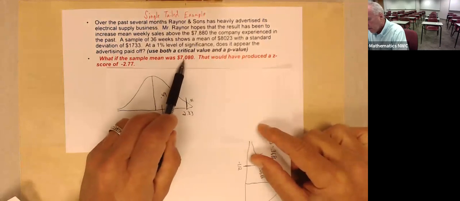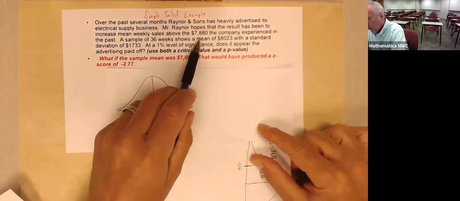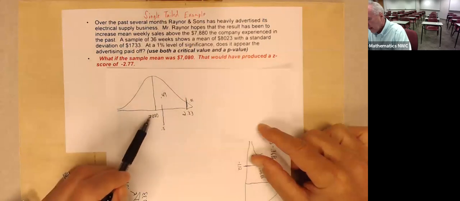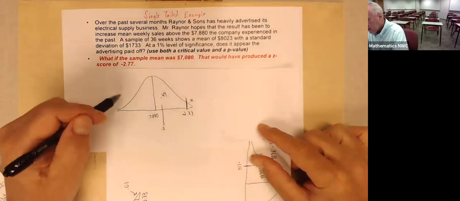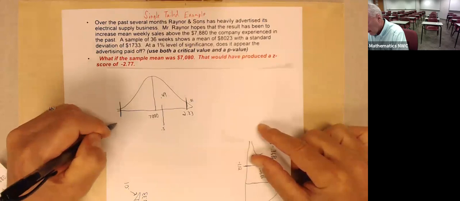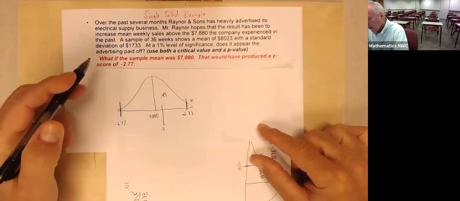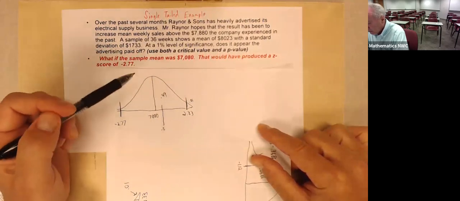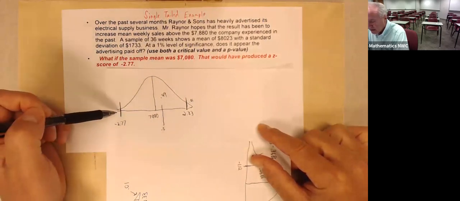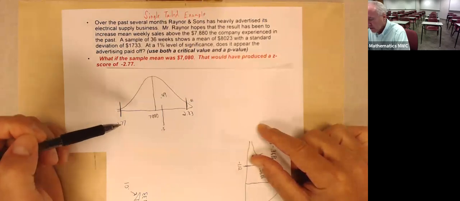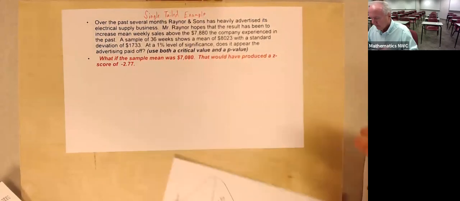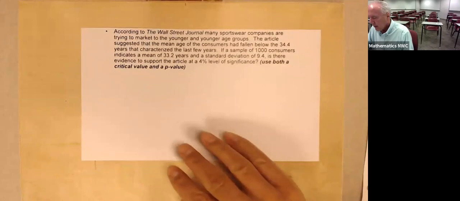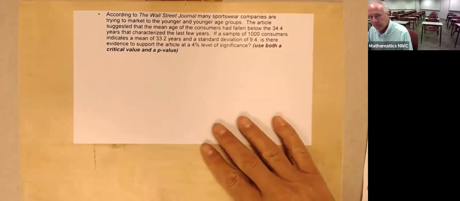This mean would have been well below the 7880. It would have had a z-score way over here, negative 2.77. There is no way I would have said the advertising paid off. And in fact, we might have had evidence to say it actually hurt us, that we shouldn't have advertised at all. We're not going to run that test, just saying what happens if that would have. Take a look at now another example.